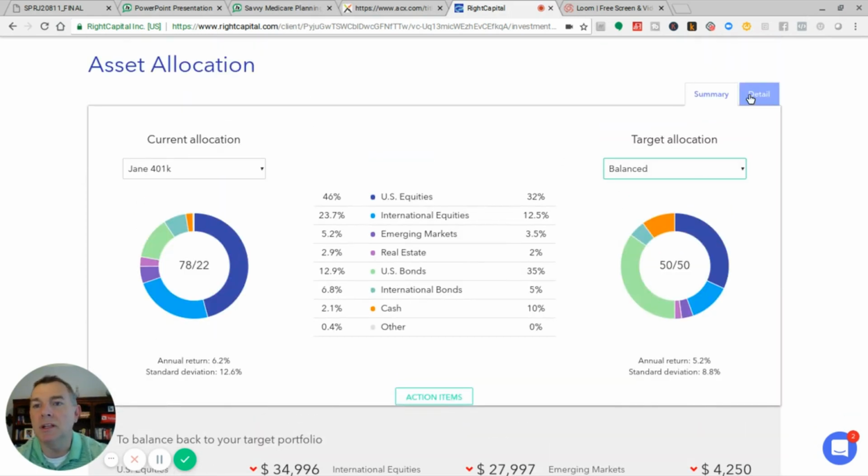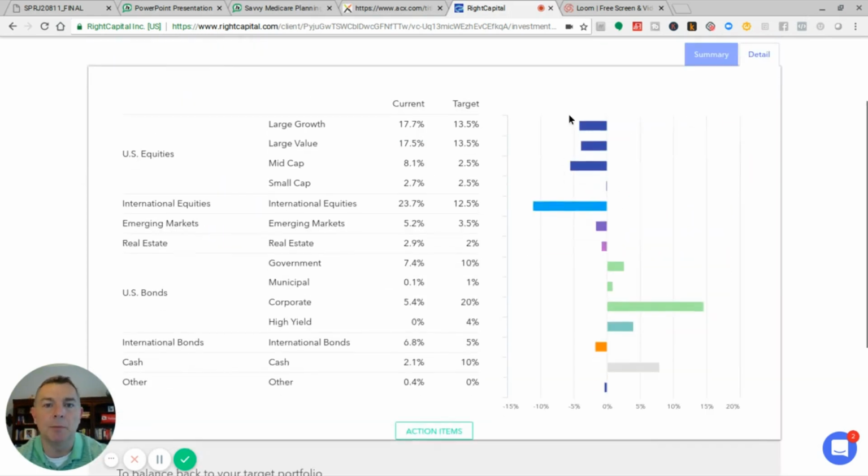All right, and then we go to detail. And this is pretty cool. It just basically breaks it down. And this is why I love the Vanguard Life Strategy Fund. One-stop shop and you're done. You can't beat it.